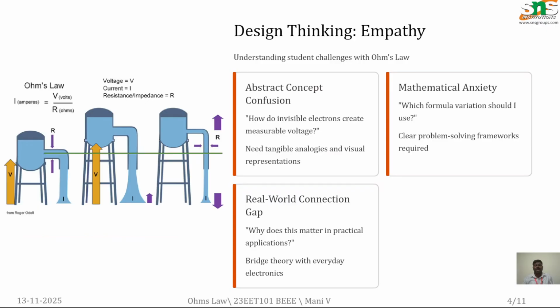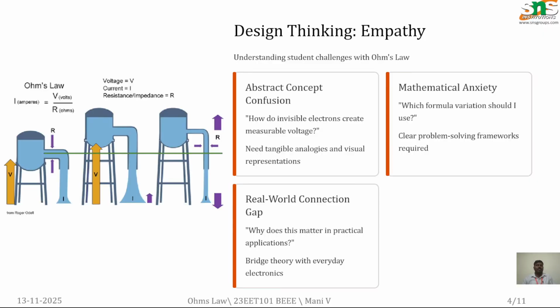In the empathy stage, we have several questions. Number one, why do invisible electrons create measurable voltage? Number two, which formula variation should I use to calculate either voltage, current, or resistance? And connecting with real-time analysis, why does this matter in practical applications?